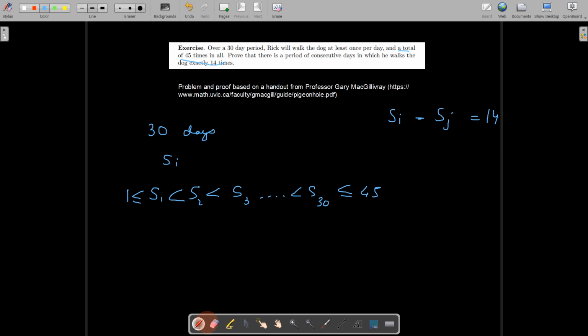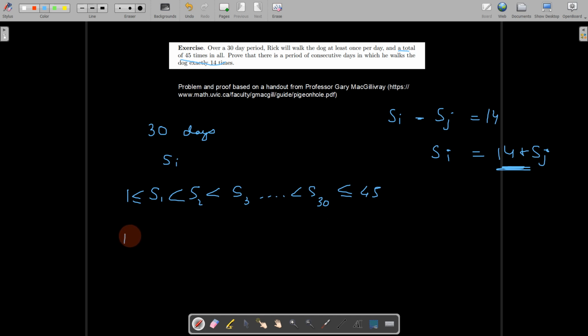If I rearrange the terms a little bit, I have to find an Si such that it is equal to 14 plus Sj. So if I find an Si that is equal to Sj plus 14, both are equal, then we have proved the question. So for each Si, S1, S2, we will form another sequence by adding 14 to everything.